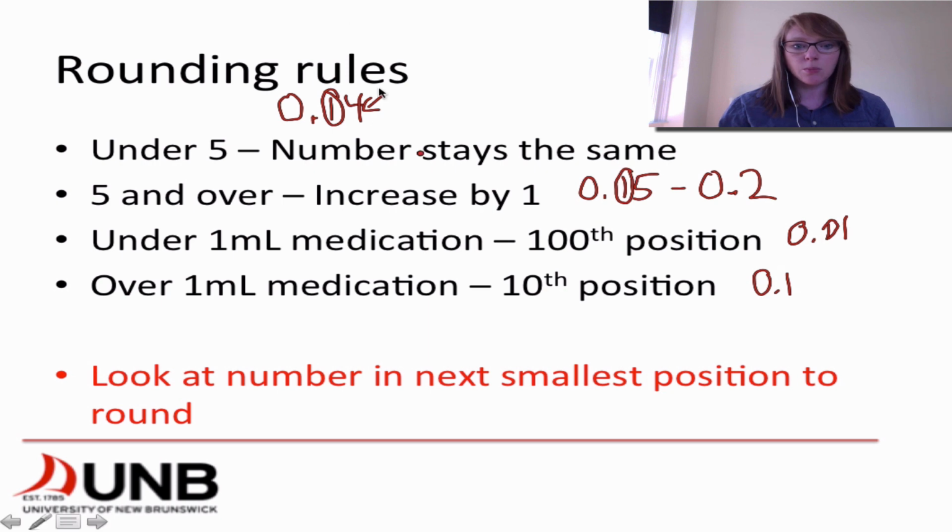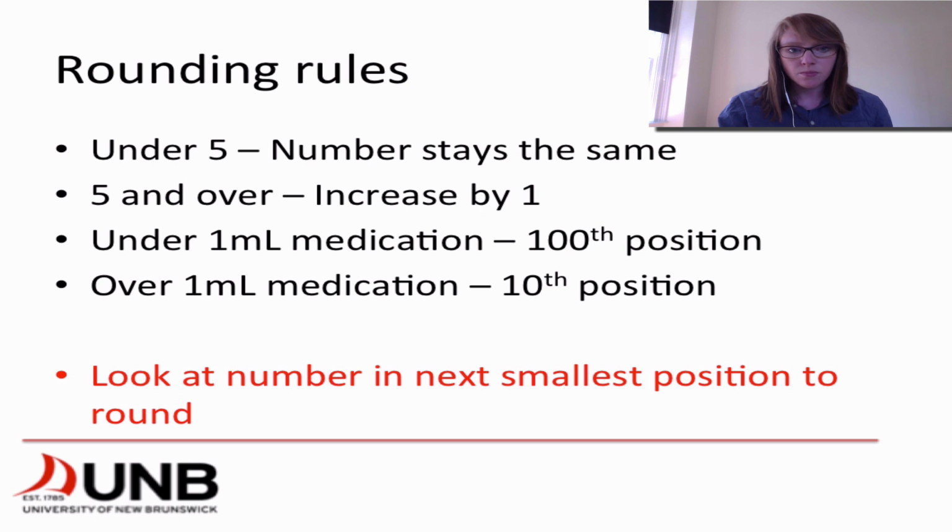So we're looking at the number in the next smallest position. So we have the 10th, the 100th, the smaller, and we're using that to round. Sometimes we round to the 10th, the 100th, the 1000th. It just depends on what the question is looking for.